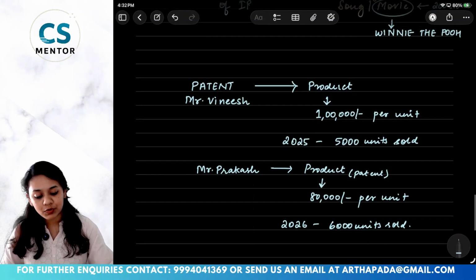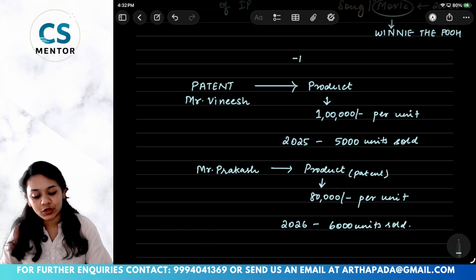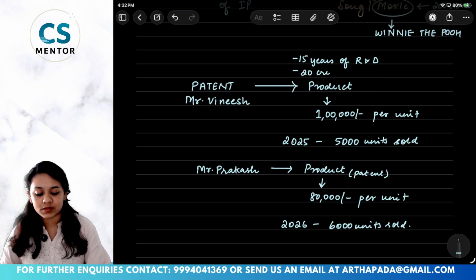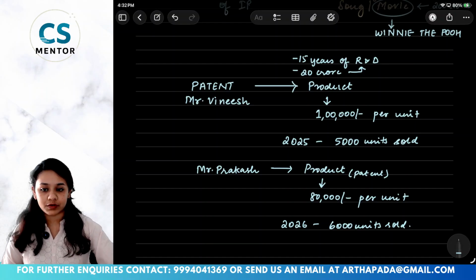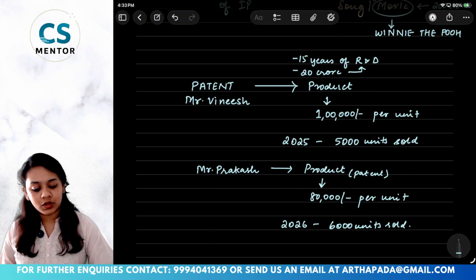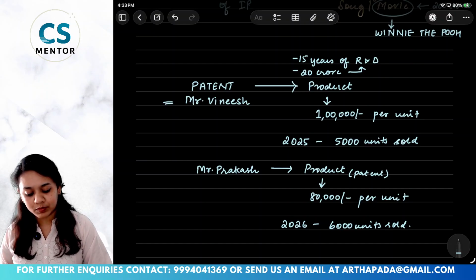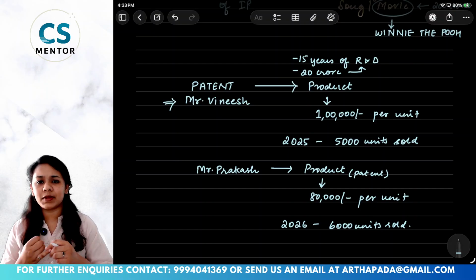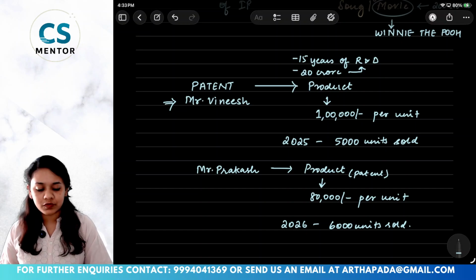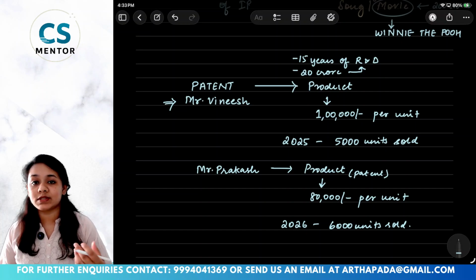But you see, to develop this particular product, you know how much time it took? It took 15 years of research and development. They spent more than 20 crore rupees. 20 crores was spent in the research, the development, the technical specifications, all of it. So when so much time and effort was being put in by Mr. Vinish, Mr. Prakash and all the other competitors who came after him didn't spend one paisa apart from the cost of acquiring the product, and then they made such amazing profits.